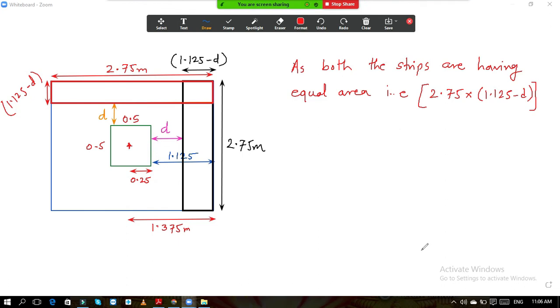As both the strips are having equal area, that is to say, if you see the area of the strip, so this is the rectangular strip, so this dimension is 2.75, and this dimension is 1.125 minus d. This is the area of this strip. Similarly, if you consider this strip also, this dimension is 2.75 and this is 1.125 minus d that we have evaluated. Okay, similar calculations what we have done here, you can do on this side also, you will get the same answer.